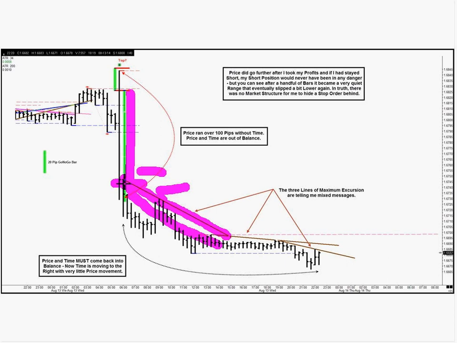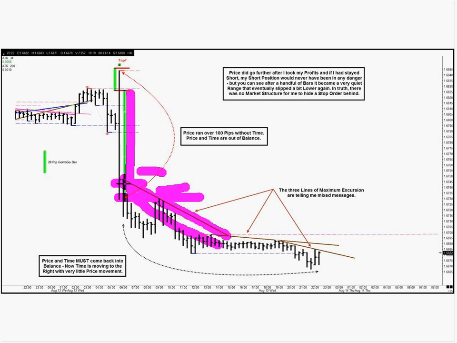So we're not going horizontal. We're still speeding up to the downside. But we spent all that energy in one bar. Price has got to go back into balance. Let me read what I wrote. I guess this is the reason why I wrote it.